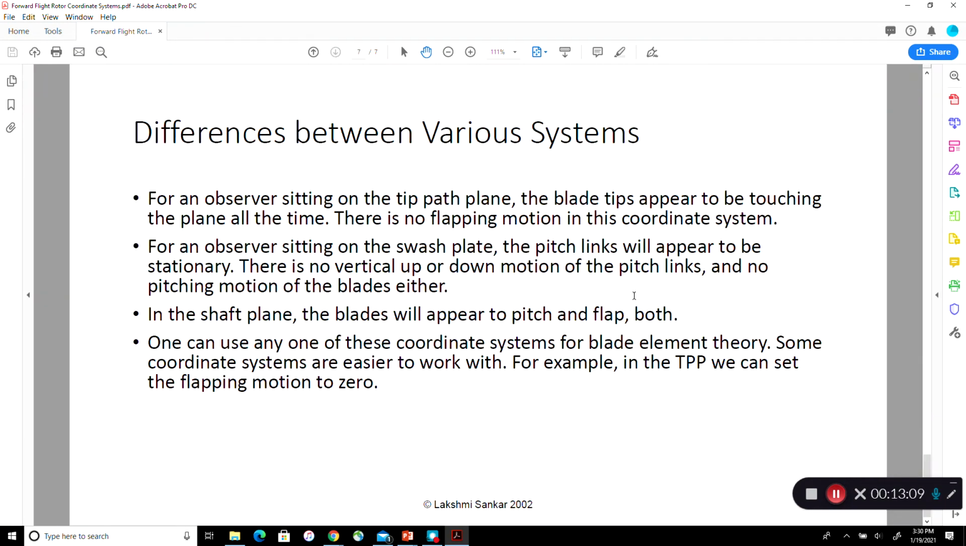So there are three types of coordinate systems: shaft plane, tip path plane, and no feathering plane. The most common of these is either the shaft plane or tip path plane. Okay. So we will use both of them. In some of your homework, it's very easy if you choose the tip path plane, for the next homework set and also for the second quiz. But you could have done the calculations also in the shaft plane. So these are the three coordinate systems that we need to be familiar with.